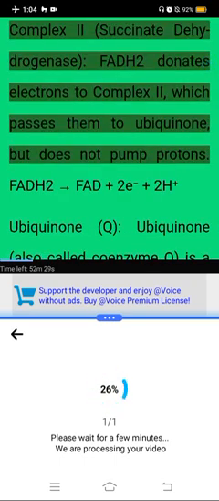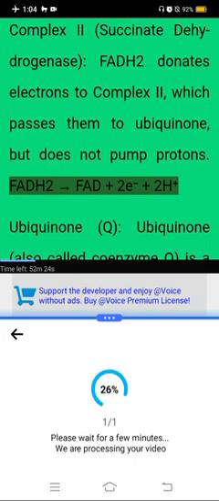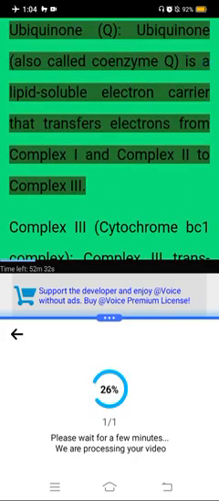Complex II, succinate dehydrogenase: FADH2 donates electrons to complex II, which passes them to ubiquinone, but does not pump protons. FADH2 → FAD + 2e- + 2H+. Ubiquinone, Q: ubiquinone, also called coenzyme Q, is a lipid-soluble electron carrier that transfers electrons from complex I and complex II to complex III.